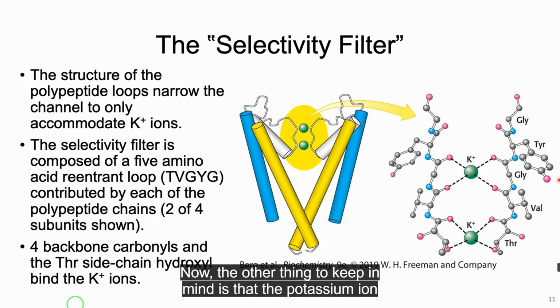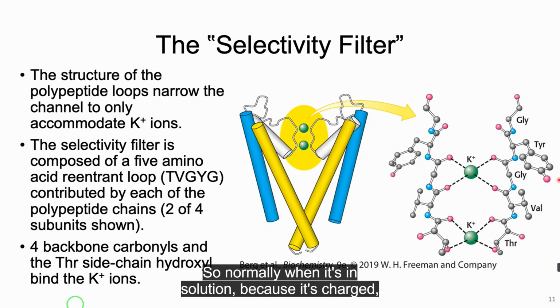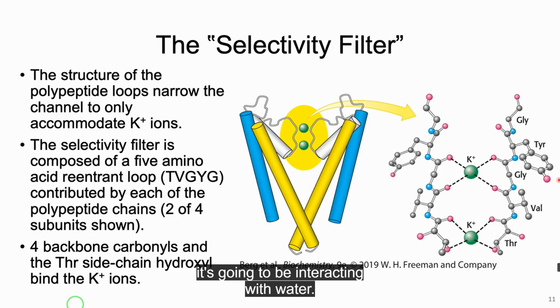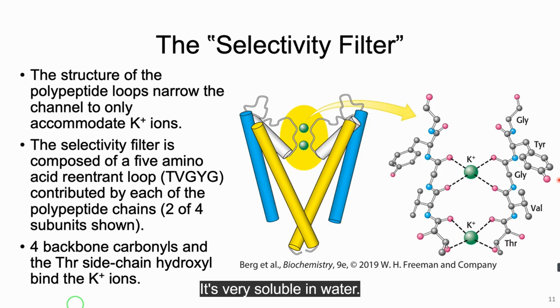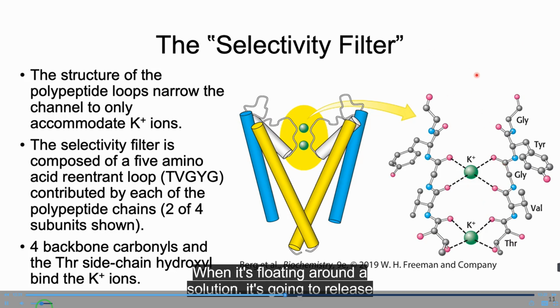Now, the other thing to keep in mind is that the potassium ion actually becomes dehydrated. Okay, so normally when it's in solution, because it's charged, it's going to be interacting with water. It's very soluble in water. For it to actually be transported, it needs to be released from that water. So it's got a shell of water around it.